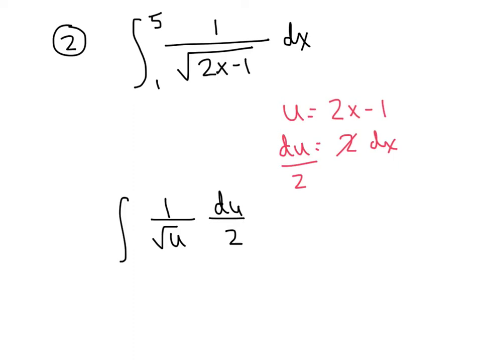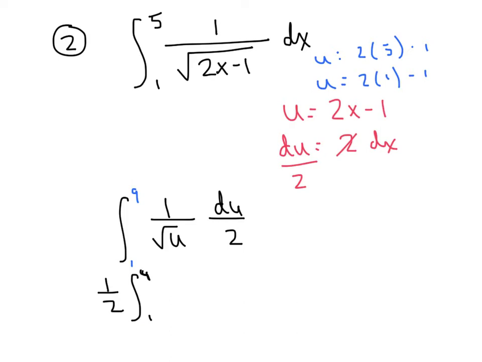Now let's address the bounds. If I plug in the lower bound, I end up getting the same result. But now when I plug in the upper bound, 2 times 5 minus 1, I'm going to end up with a new upper bound of 9. And that's going to be a pretty friendly number, actually. So let's go ahead and pull out the coefficient of 1/2. We've got our new bounds of 1 to 9.